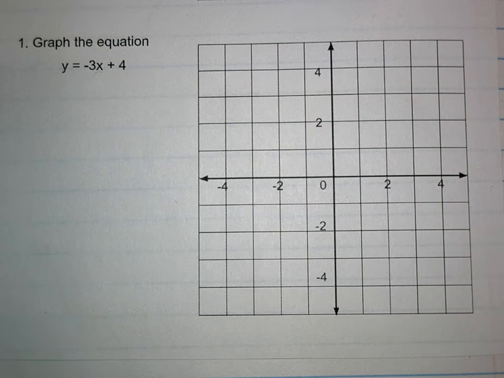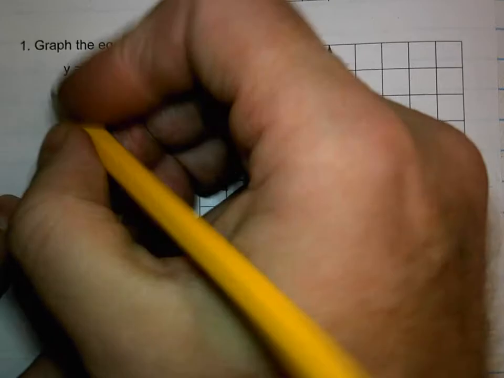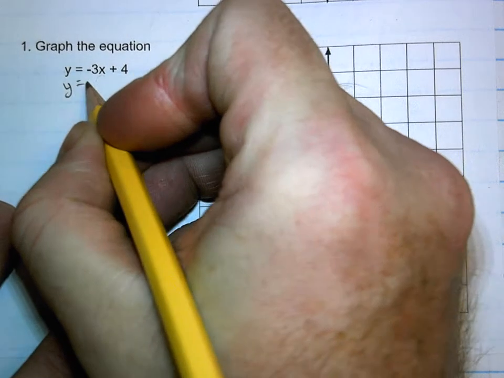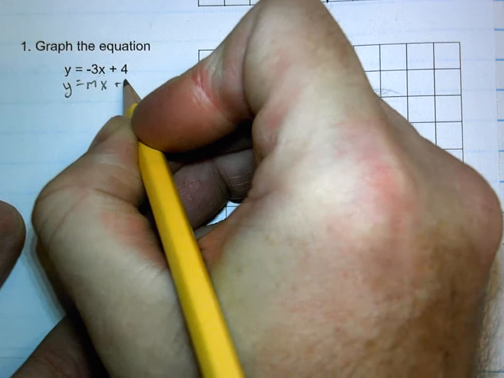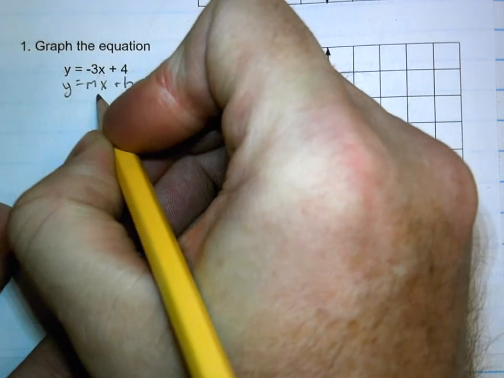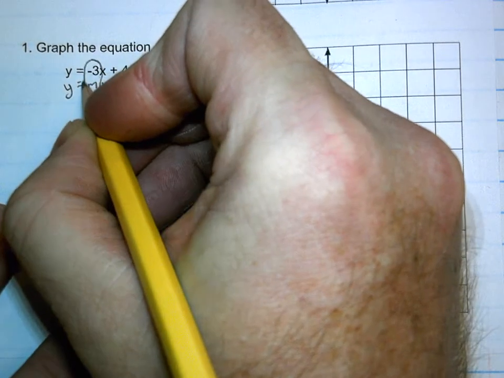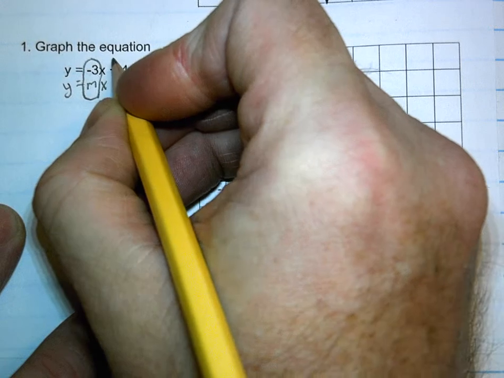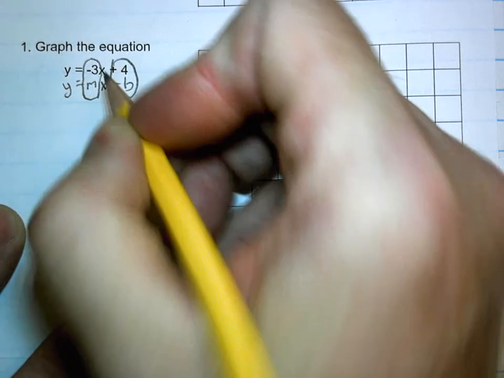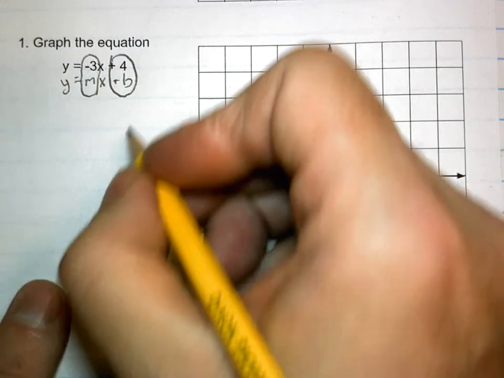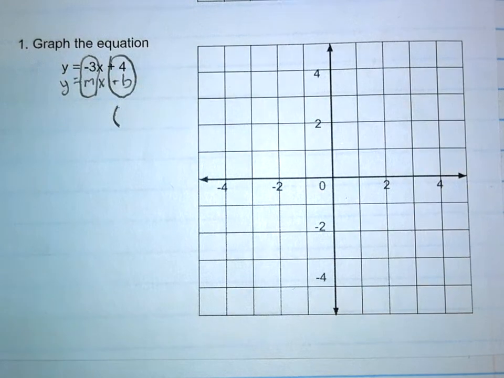Sorry. Y equals -3x plus 4. Right below it, we're going to write y equals mx plus b. That way, we can circle the parts. Now, m is not just 3. What is it? -3. And b is +4. So tell me, what are the coordinates of b?